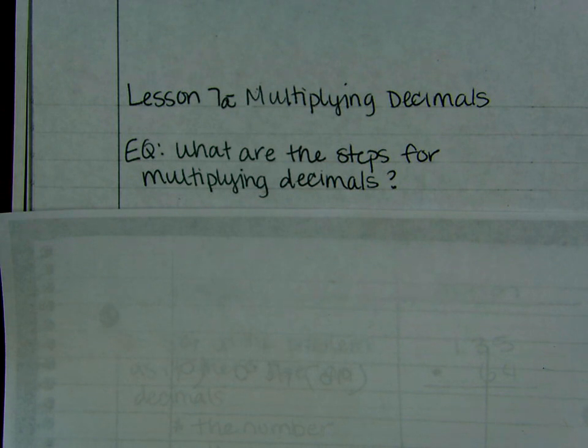So I want to make sure that I can spend enough time on both topics. Instead of doing it in one class period, we are going to do it in two just to make sure that everyone understands it. So today our topic is Lesson 7A, Multiplying Decimals. And your essential question today is, what are the steps for multiplying decimals? Please take a moment and write this information down.